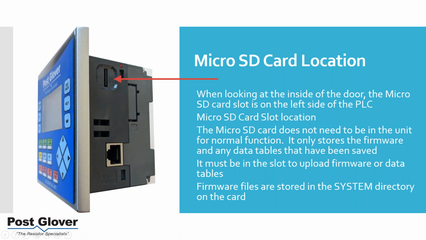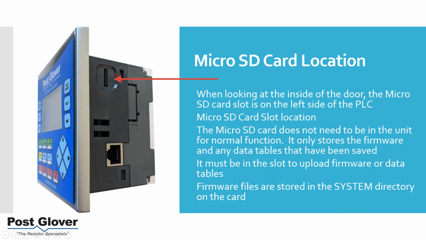You have an SD card that stores backup firmware, stores data tables, etc. This is what you're going to use if you need to upgrade firmware. This is where the location is. You actually push your thumb in there, it pops out, and you can change firmware, you can change data tables, you can download data tables, etc. off that SD card. So that's all about that.